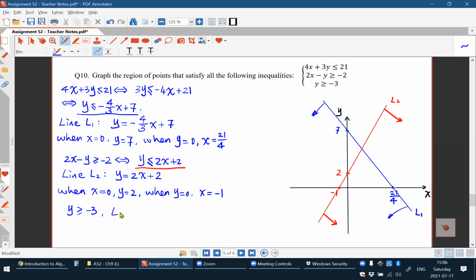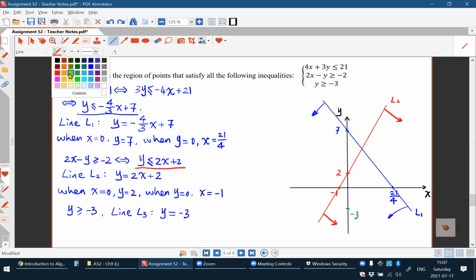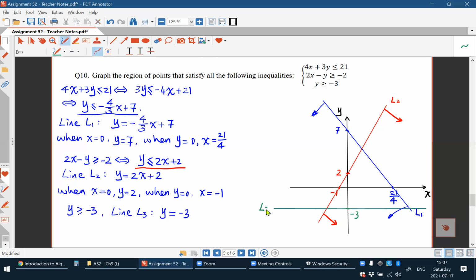Okay, the corresponding line is L3. L3 is y equals minus 3. So this line is much simpler, right? y equals minus 3 is actually a horizontal line that is parallel to the x-axis. Okay, first of all, let's find minus 3. So suppose this is minus 3, and then the third line must look like this. Okay, this is our L3. And according to the inequality, it says y must be above or equal to minus 3. So that means it corresponds to a region that is above this line, right?